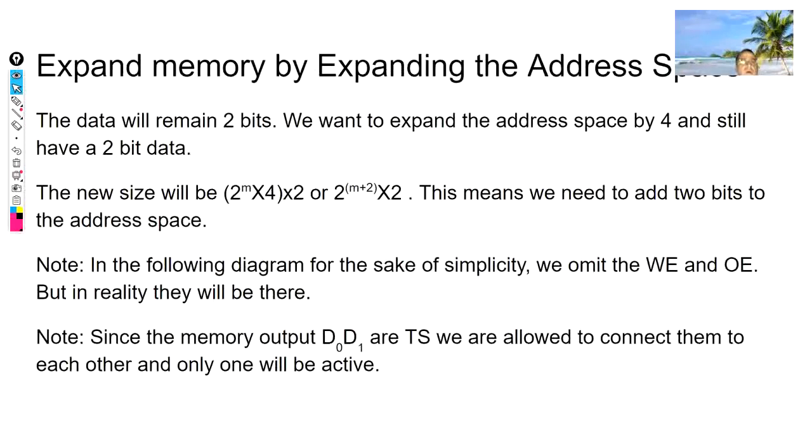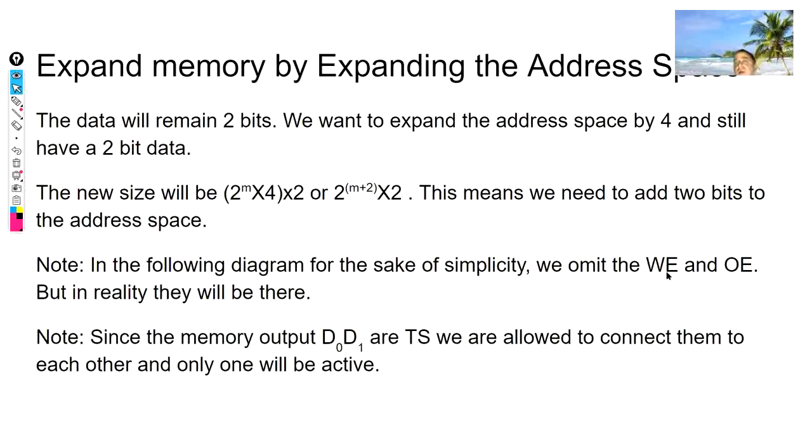Okay, expand memory by expanding the address space. The data will remain 2 bits. Now we're doing the opposite. We're going to leave the data coming out as 2 bits, but we want to expand the address space by 4. So the new size will be 2 to the m times 4 times 2 bits. We want 4 times as much, so times 4, and it's still 2 bits. The way we get the times 4 is 2 to the m plus 2, since 2 squared is 4. So the plus 2 means we need to add 2 bits to the address.